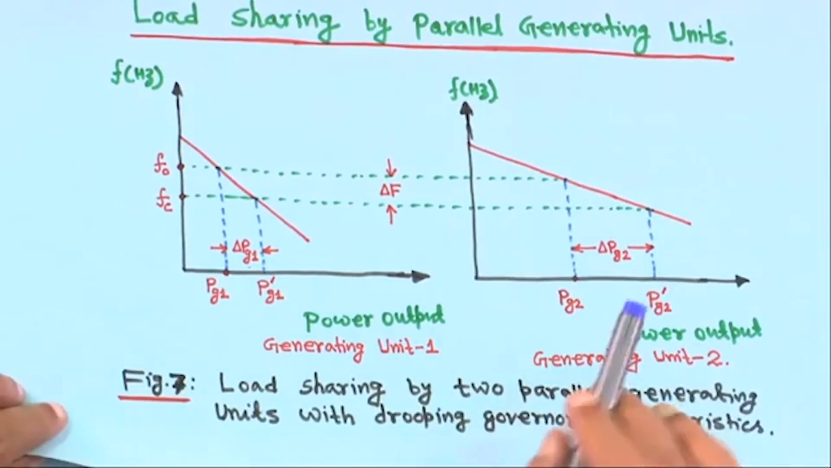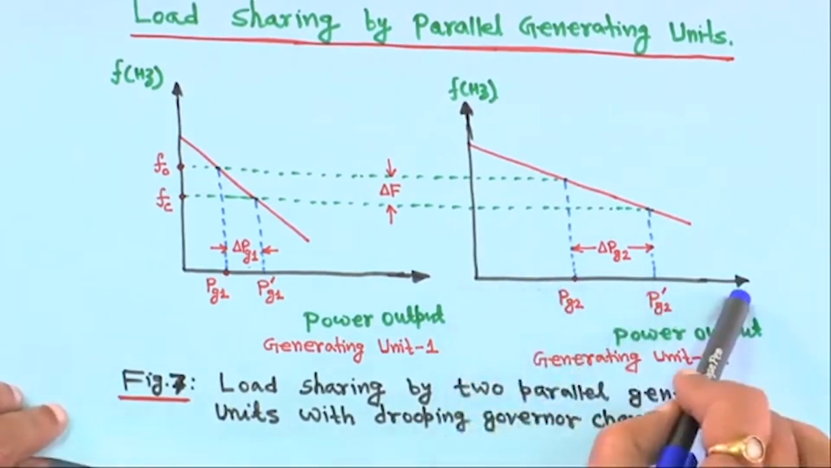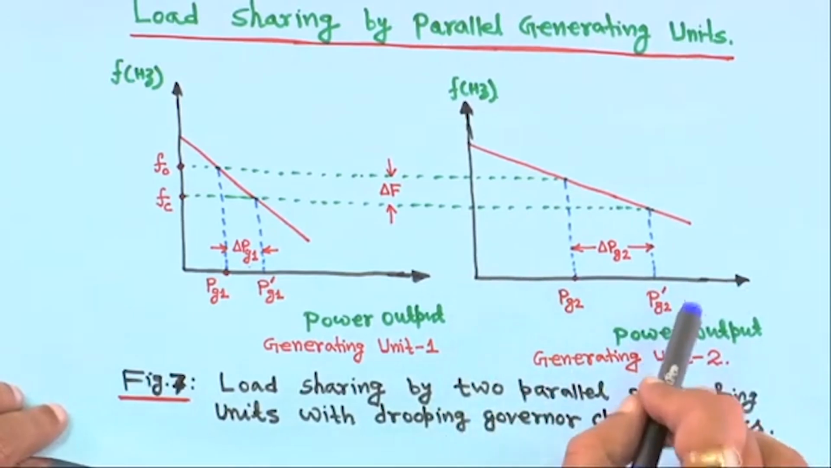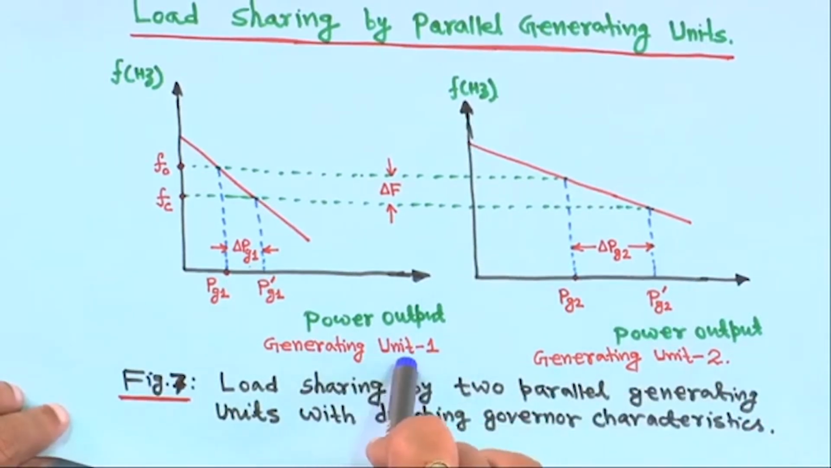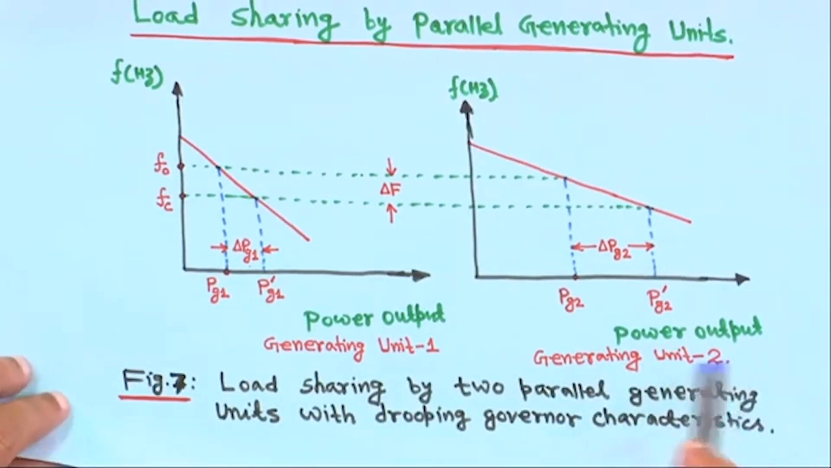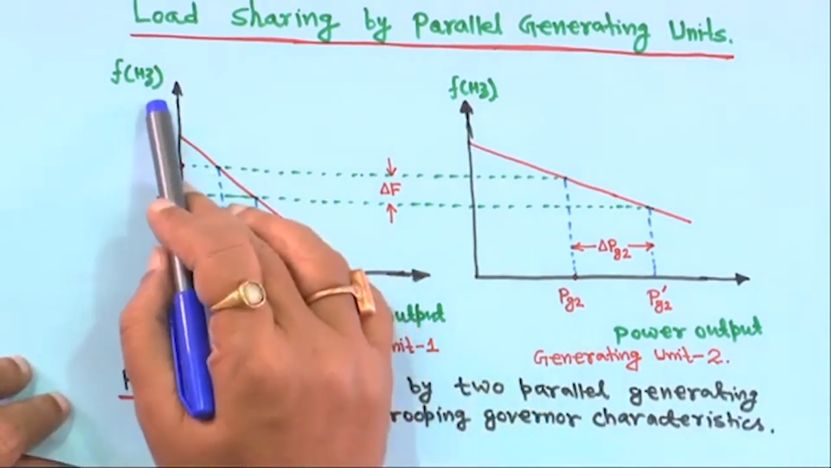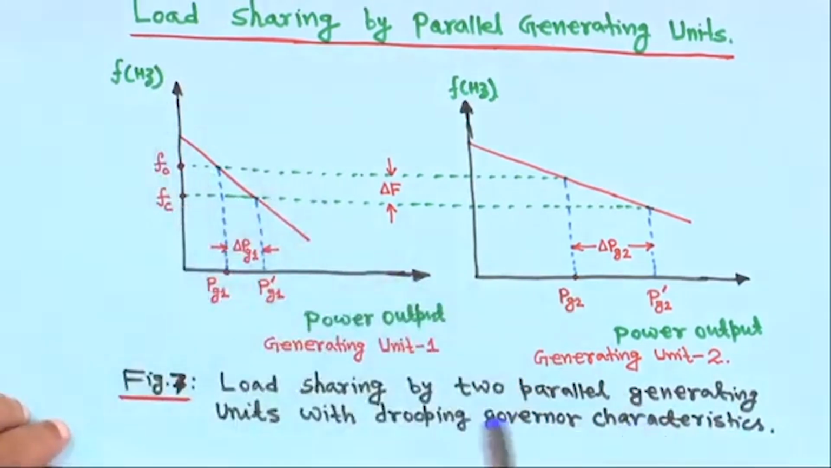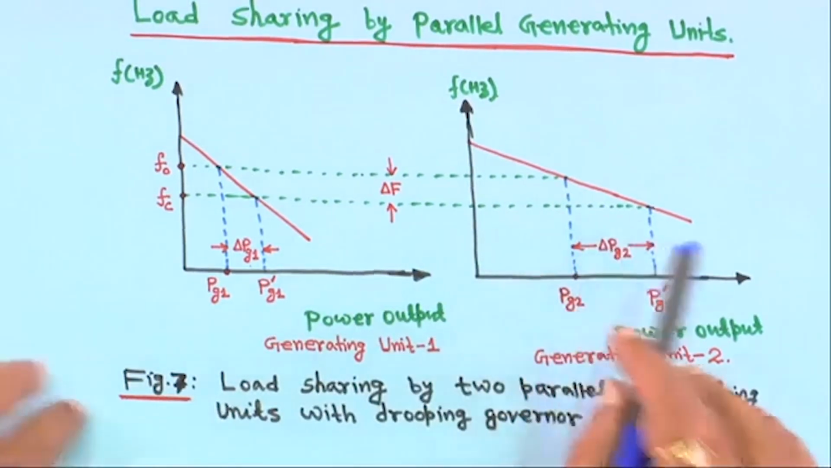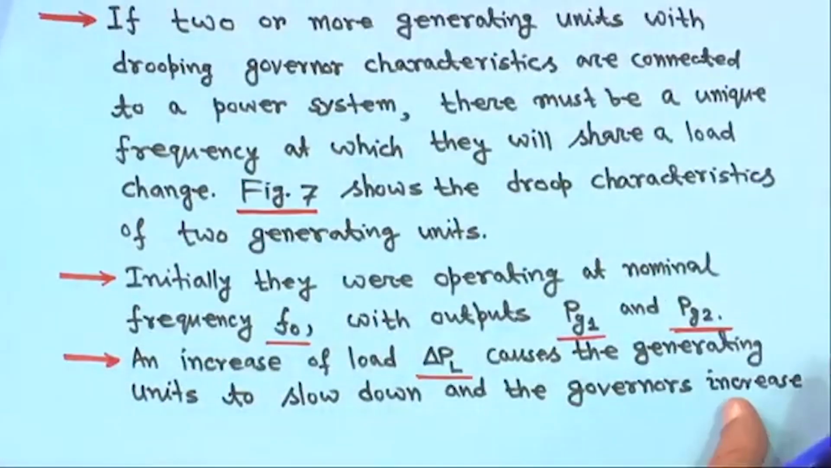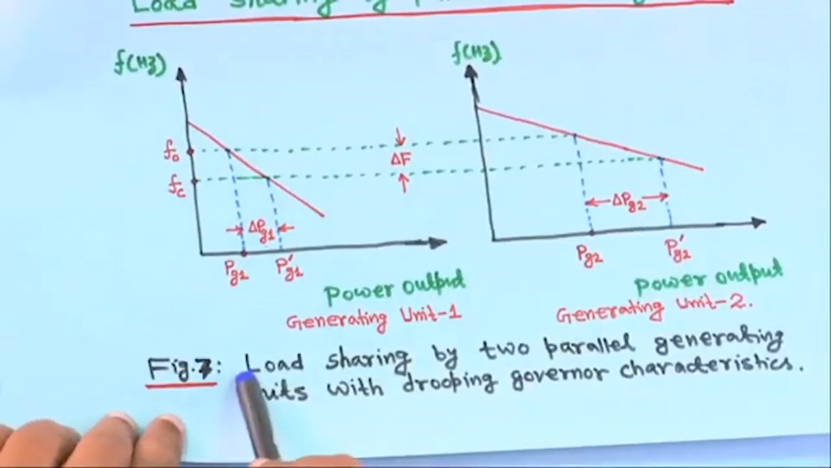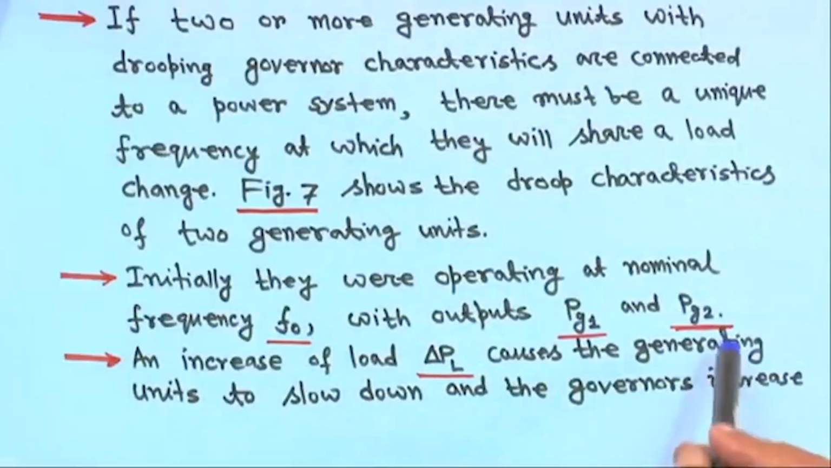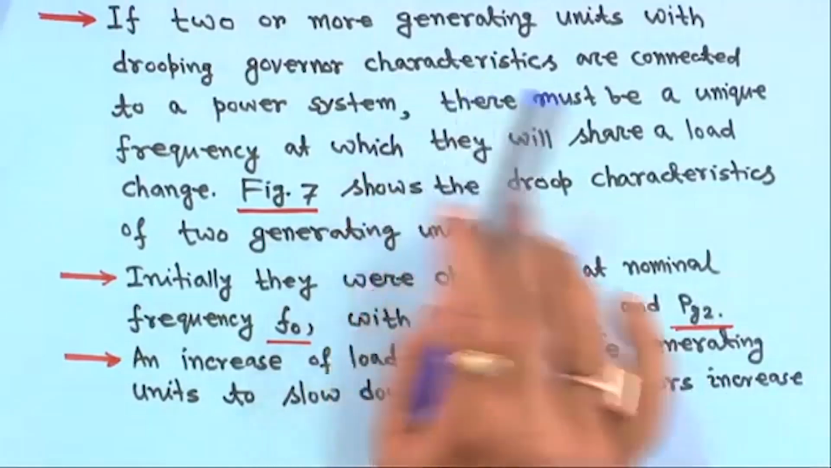I hope you have understood this. One thing is that when you make this graph, generally we make it per unit. This graph shows power output of generating unit 1 and power output of generating unit 2, and this side is frequency in hertz. So this is load sharing by 2 parallel generating units with 2 different droop characteristics of the governor. This is figure 7. All these things I have written, and further I will tell you what exactly it is.